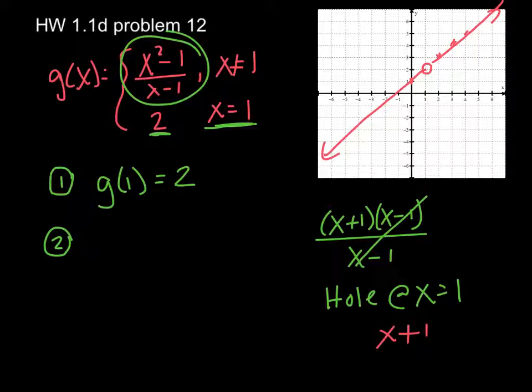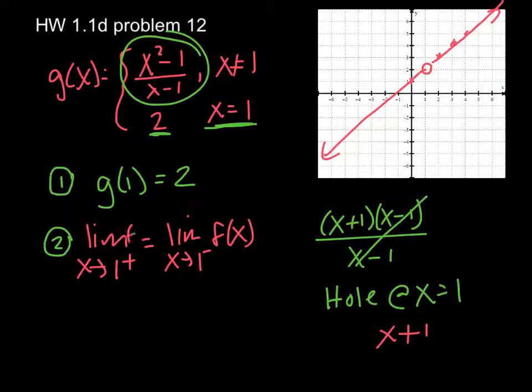So if I look at the graph coming from the right side of 1, my graph is approaching 2, and coming from the left side of 1, my graph is approaching 2. So the limit as x approaches 1 from the right is equal to the limit as x approaches 1 from the left. I should put my f of x in there. And both of those are equal to 2.